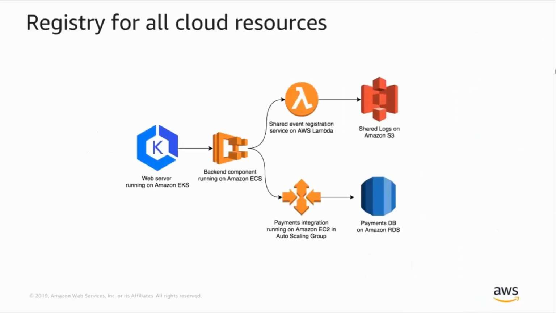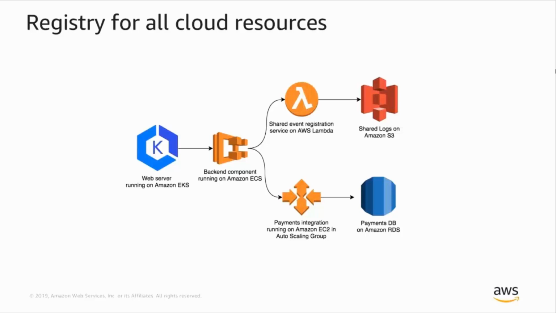And literally, it allows you to transform your application architecture that may look like that. You may have your front end running on EKS, back end running on ECS. You have some Lambda functions, some shared logs in S3. You also may have your payment processor working on EC2 instances and talks to a payments database on Amazon RDS.